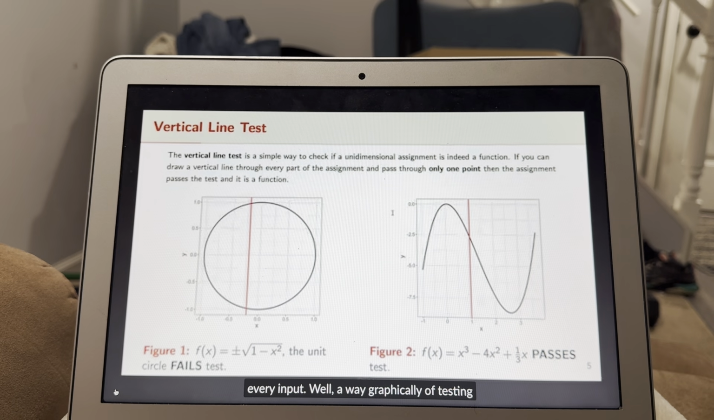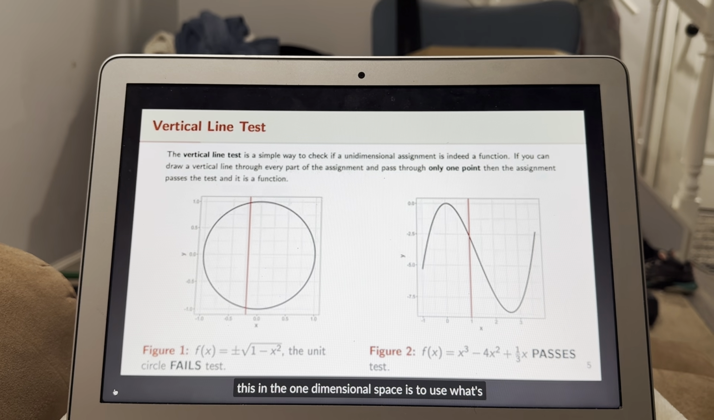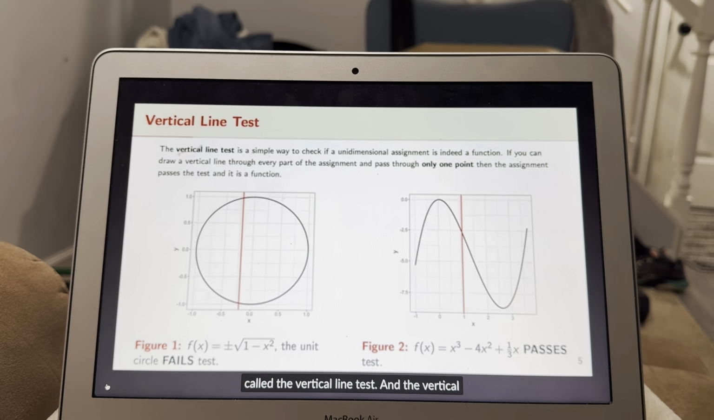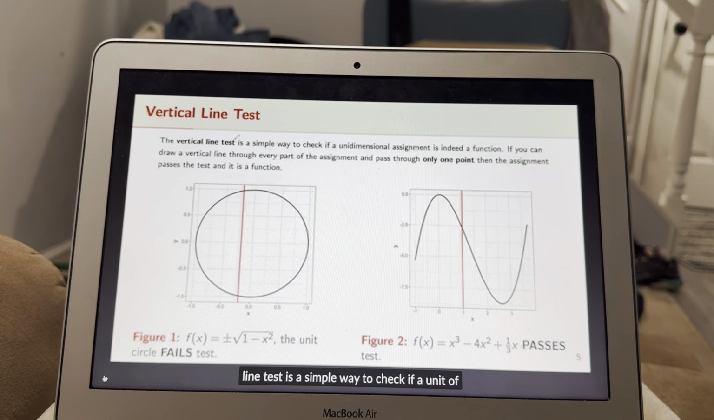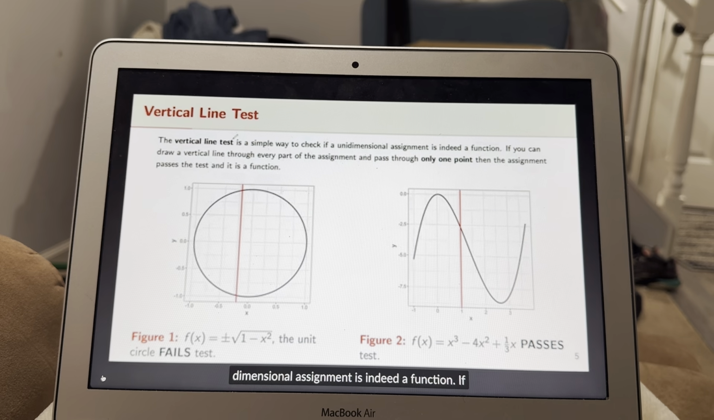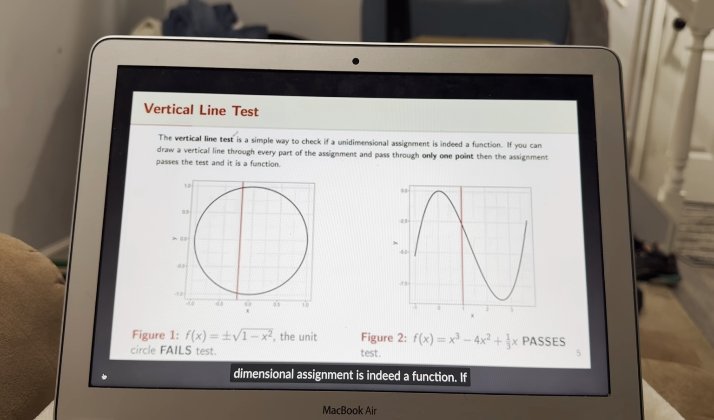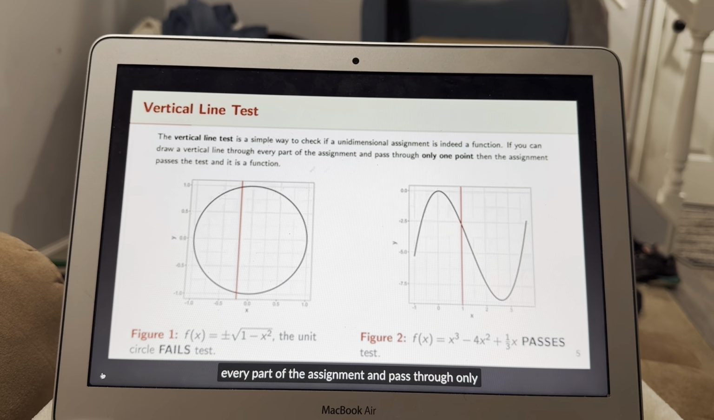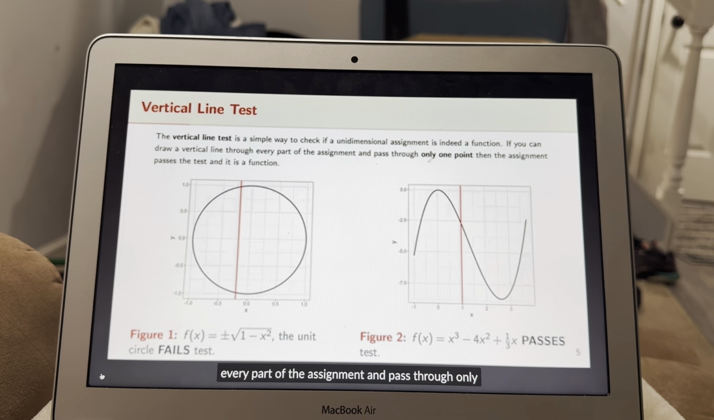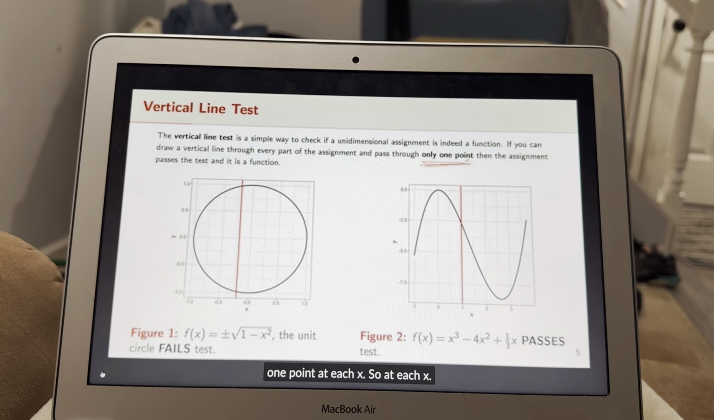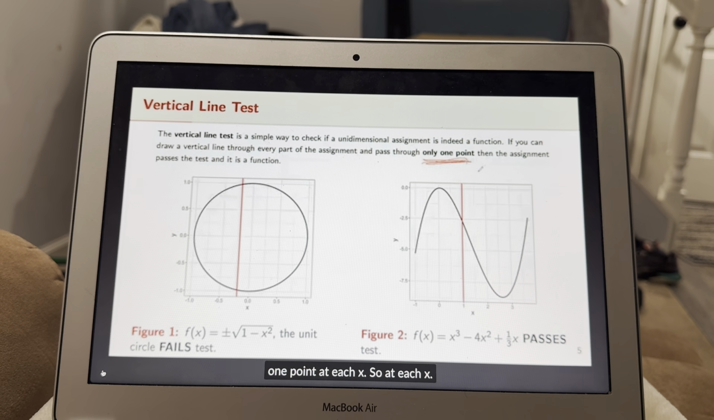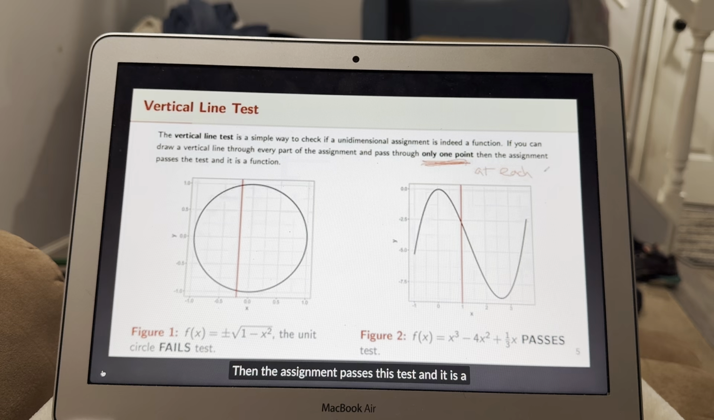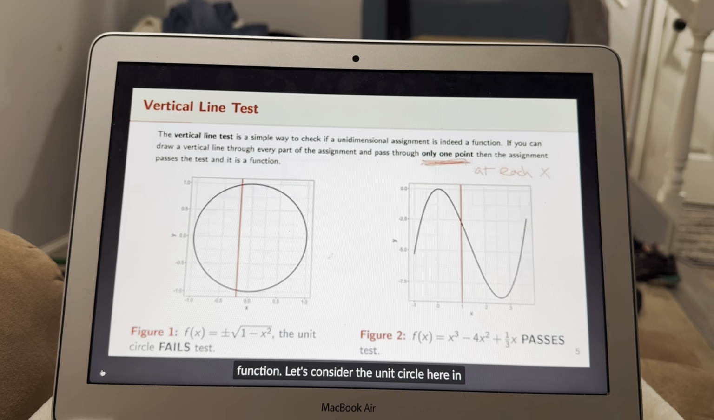So I mentioned earlier that a function must output a single value for every input. Well, a way graphically of testing this in the one-dimensional space is to use what's called the vertical line test. The vertical line test is a simple way to check if a unidimensional assignment is indeed a function. If you can essentially draw a vertical line through every part of the assignment and pass through only one point at each x, then the assignment passes this test and it is a function.